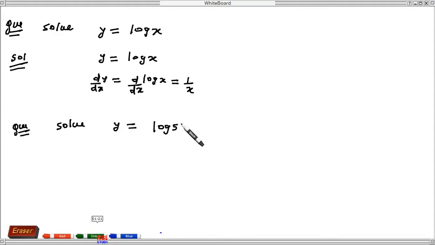Now proceeding to the next question. What will be the derivative of y equal to log 5x? Definitely 5 by x, because log x will be 1 by x. Assume that this is capital X, so that will be 5x, and d/dx of 5x will be 5. So that will be 5 by 5x, so that will be 1 by x.